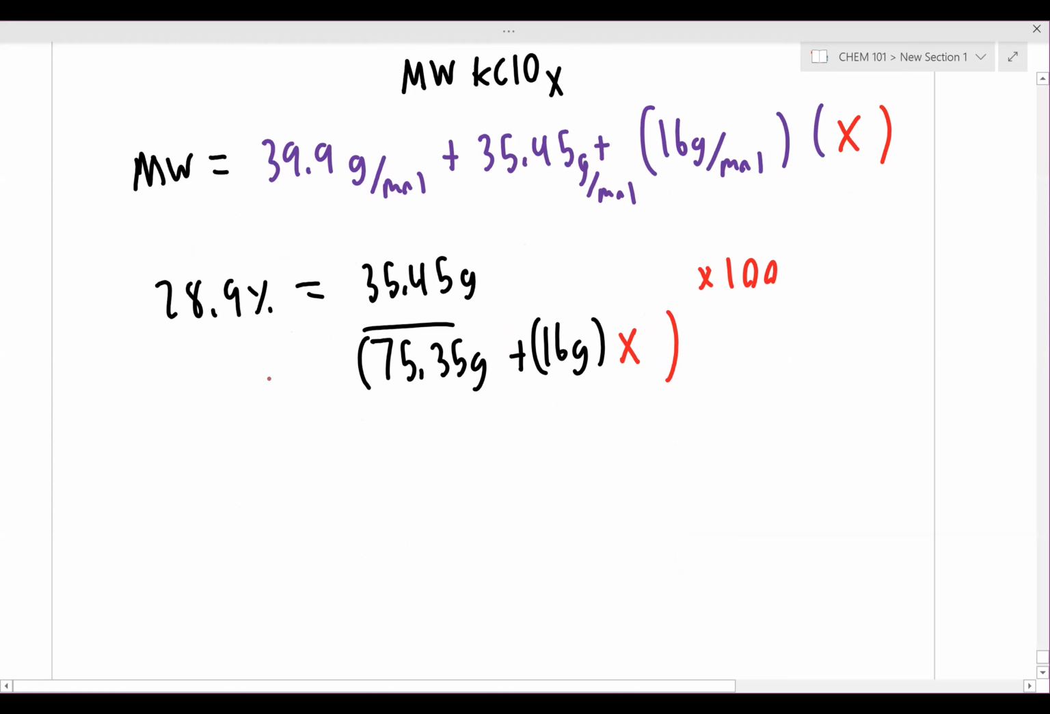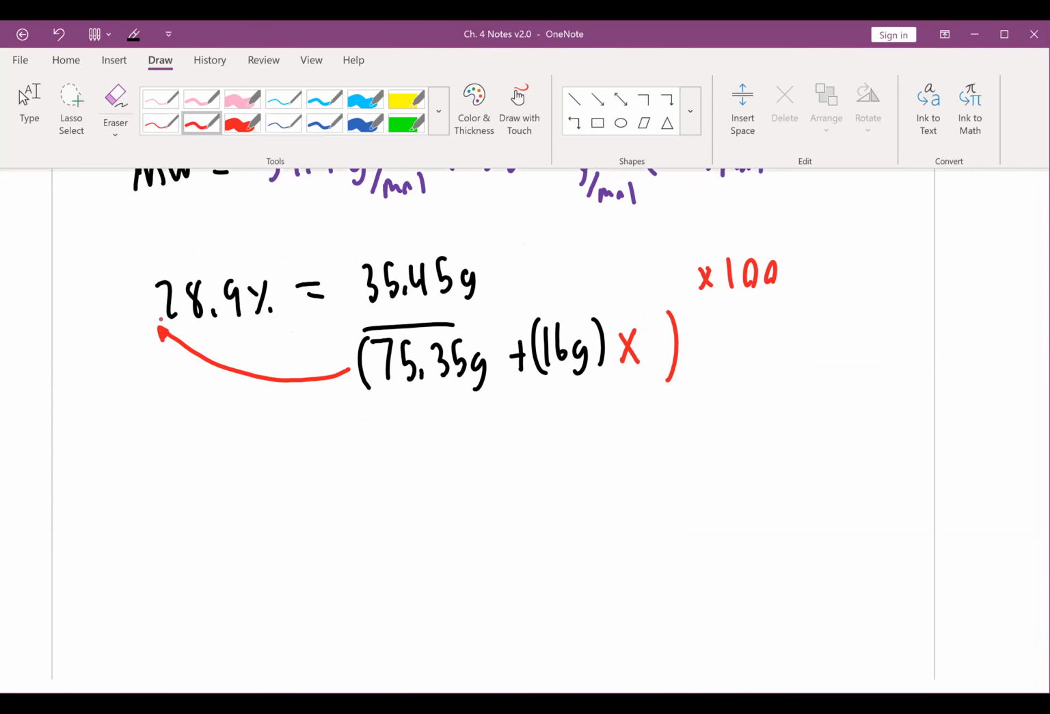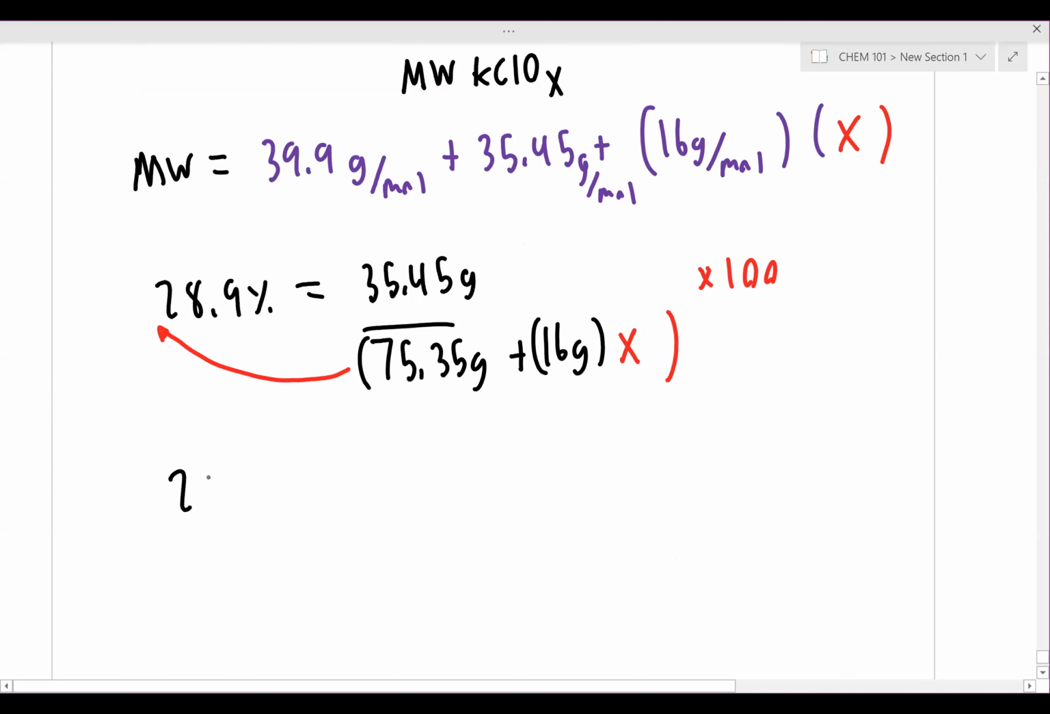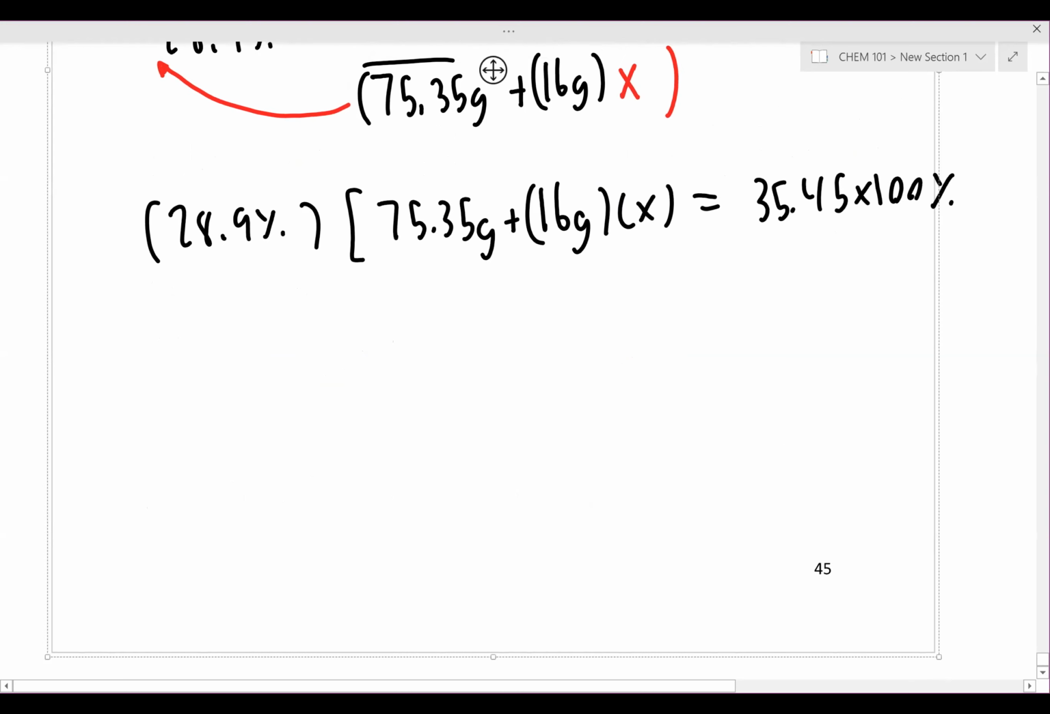So first things first, we're going to move this entire term to the left-hand side. We're going to move this entire term to the left-hand side via multiplication. So we're going to end up with 28.9% times 75.35 grams plus 16 grams times X. And that's equal to 35.45 times 100%.